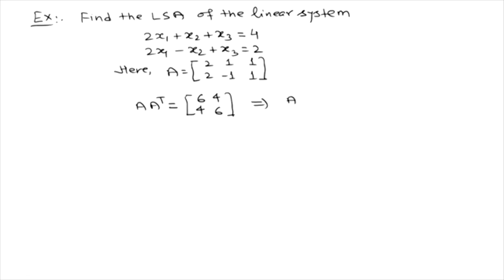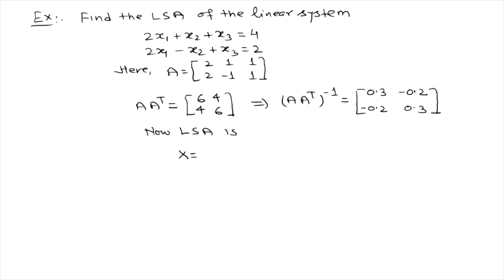So from here I can calculate (A A transpose) inverse, which comes out to be [0.3 -0.2; -0.2 0.3]. And now the least square approximation is x equals A transpose (A A transpose) inverse into b, and this comes out to be [1.2, 1.0, 0.6], meaning x1 is 1.2, x2 is 1, x3 is 0.6.